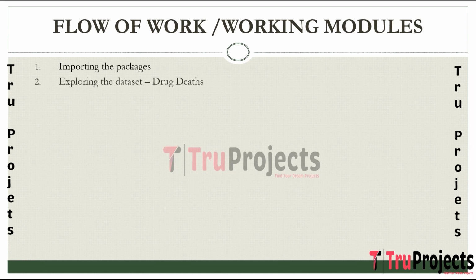The next step is exploring the dataset. In this step, the drug dataset is loaded into the Python environment to understand its structure, content, and features. This involves examining the data types, checking for missing values, and gaining insights into the distribution of variables. The next step is data visualization. In this step, visualizations such as histograms, bar plots, and scatter plots are created using libraries like matplotlib and seaborn to explore relationships between variables, identify patterns, and gain insights into the data.